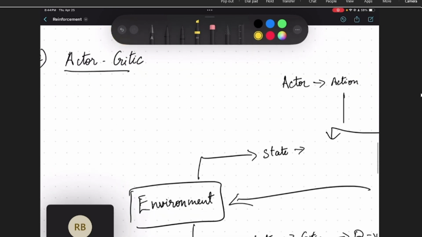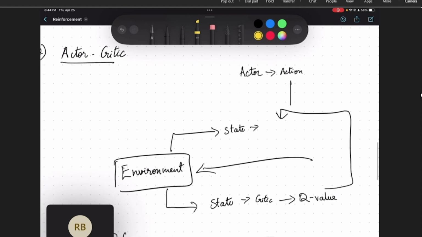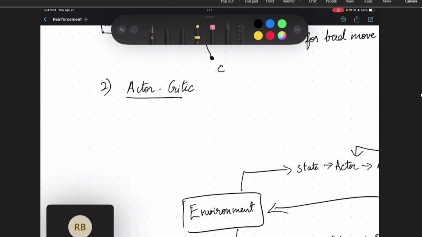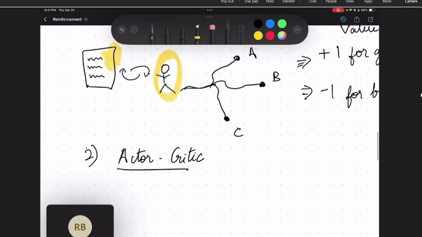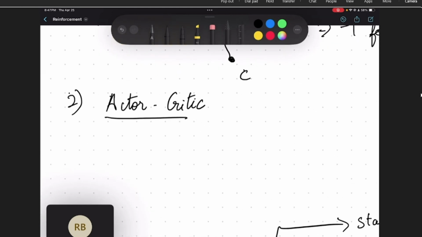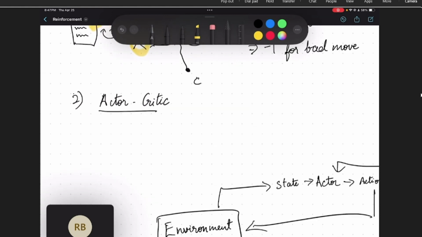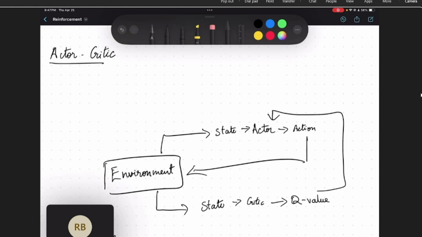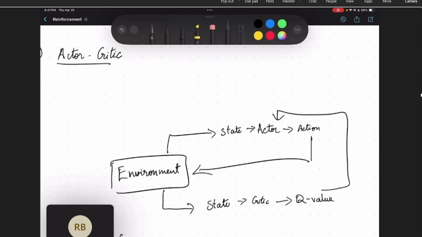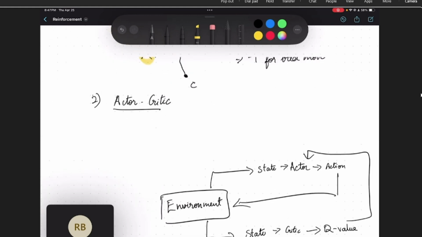Then let's go to the next method, called Actor-Critic. By its name, we can see there are two characters in this: the actor and the critic. The actor is the model which makes the decision, and the critic is the one who judges the decision and gives the rewards for the decision the actor takes. So this is the architecture and how it works. Let's consider this as the environment.